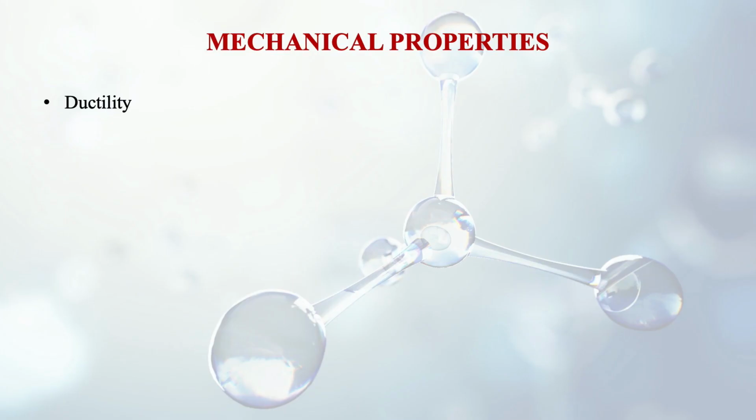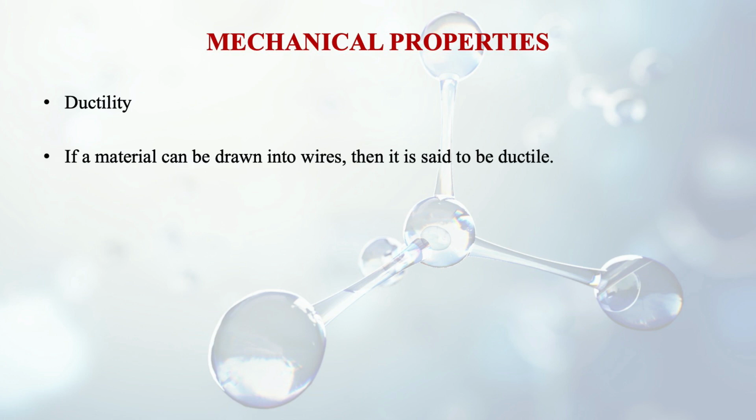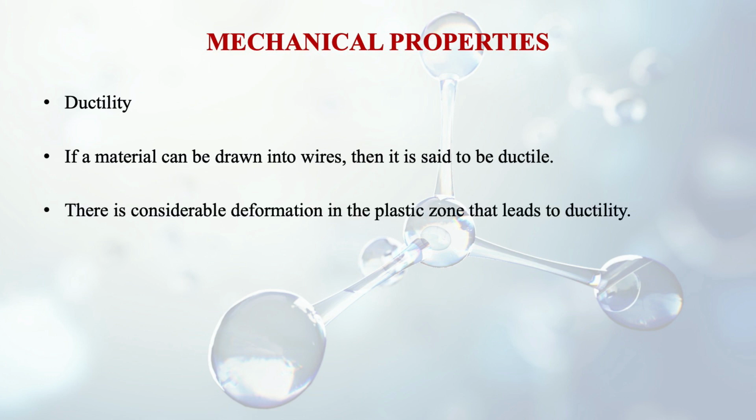So after discussing the elasticity, Young's modulus and yield strength, next we move on to the definition of ductility. If a material can be drawn into wires, then it is said to be ductile, meaning it has a larger amount of deformation before fracture. That's what it is given here. There is considerable deformation in the plastic zone that leads to ductility. After the elastic zone is over, in the plastic zone the deformation will be high in case of ductile material, whereas in brittle material it will not be high. And this deformation can be used as a measure of ductility.